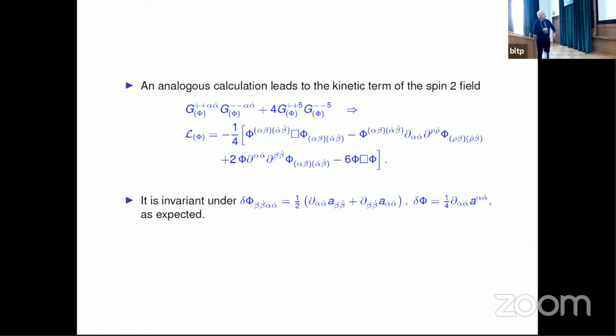And for spin 2, the Lagrangian can also be found in the same way. It is given by the following expression. It is manifestly invariant under the linearized form of gauge transformations, which is just the standard free spin 2 gauge transformations, actually.